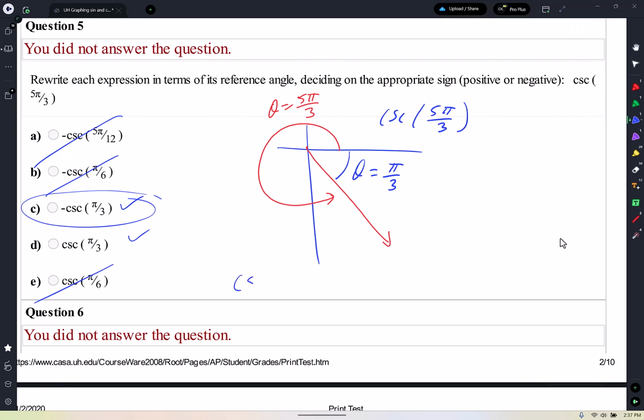All of these, if I were to tell you cosecant of pi over 3, that's a positive number. How do I know that? Because pi over 3 is in quadrant 1. They're all acute angles. So in quadrant 1, everything's positive. But I don't want cosecant of pi over 3. I want cosecant of 5 pi over 3. Well, 5 pi over 3 is in quadrant 4. So if I just type this in the calculator, it's going to give me a positive number. I need to have a negative in the front if I want it to be the same thing as cosecant of 5 pi over 3. Does that make sense? Now let me know if it doesn't make sense.